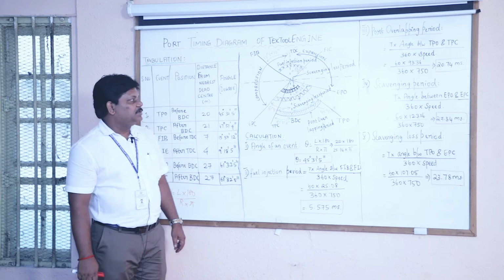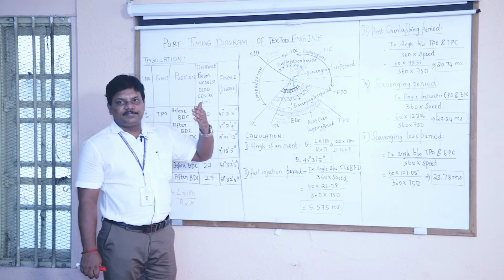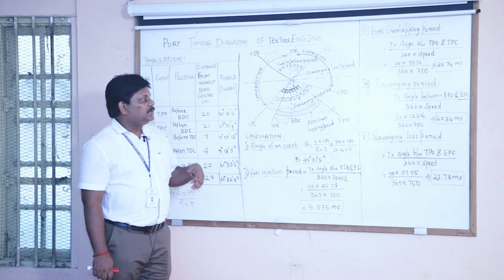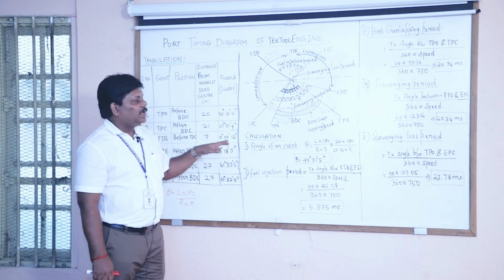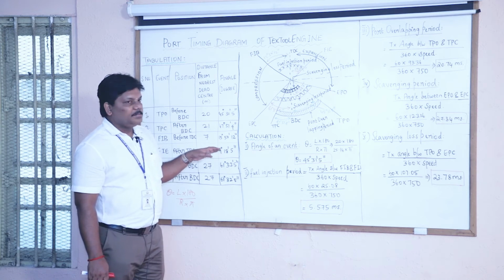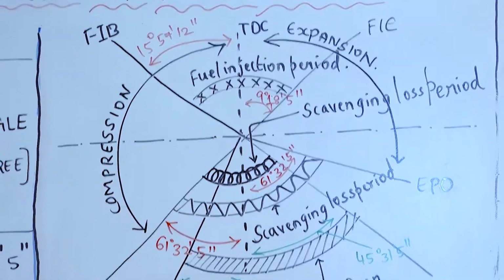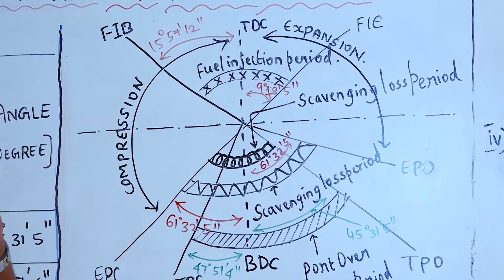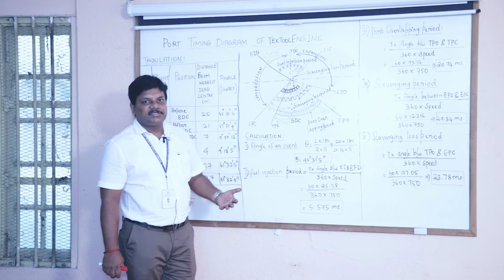Now go for the port timing diagram. We have seen a valve timing diagram, in which we have the inlet valve, exhaust valve and so on. Here, since it is a two-stroke engine, we have ports. The same has to be represented as in the valve timing diagram, but the thing is different. TDC and BDC are similar to the valve timing diagram, and there you have inlet valve open and inlet valve close, and similarly for the exhaust valve.